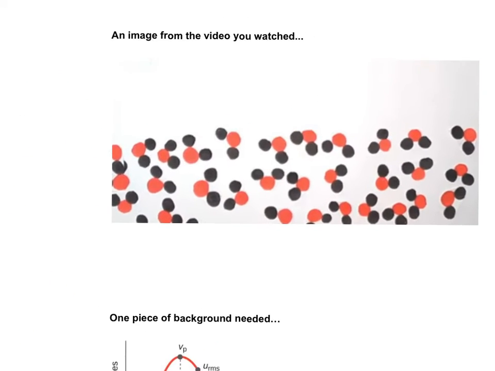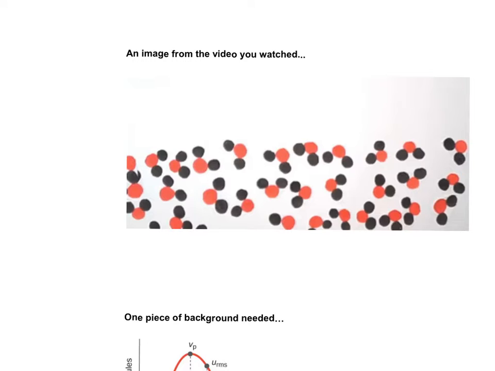Okay, this was an image from a video that you watched, and I thought he did a nice job with talking about the speed of the molecules. So I'm going to edit these a little bit to put in the speed. So what he mentioned is that in order for water to evaporate, you have to have that molecule that's moving fast at the surface.